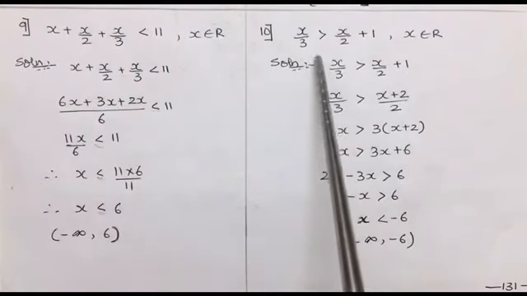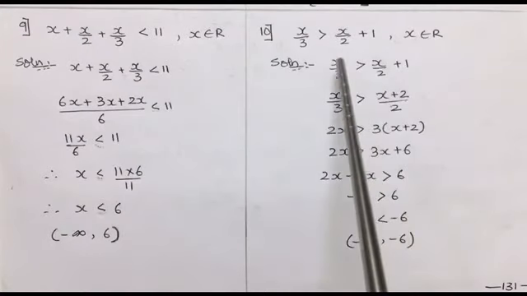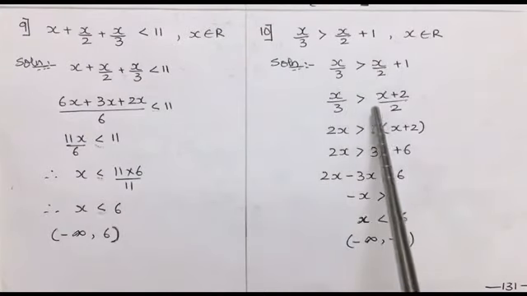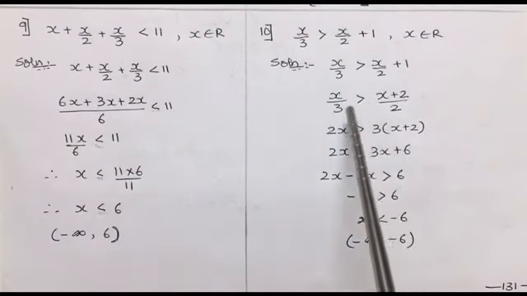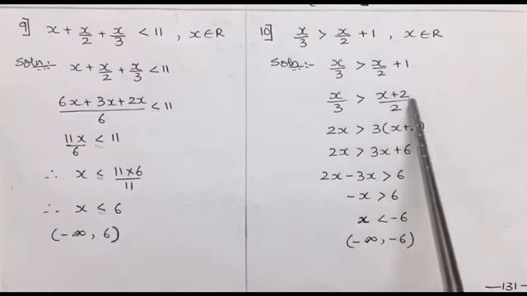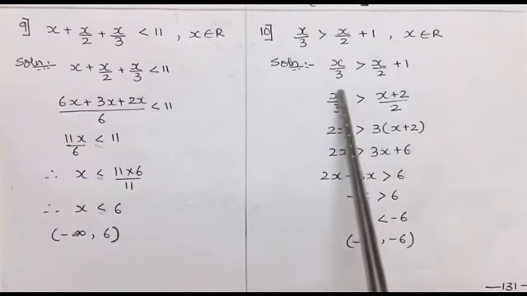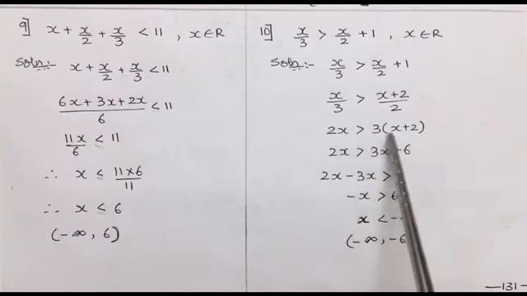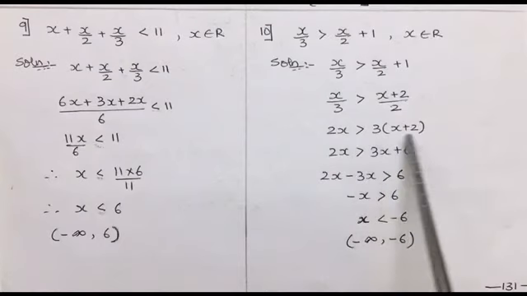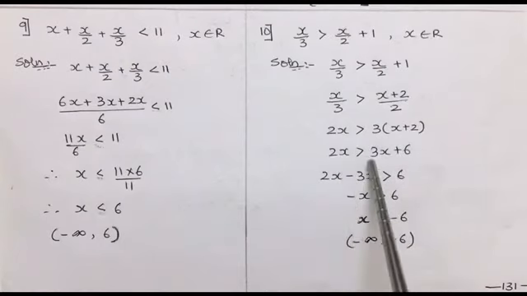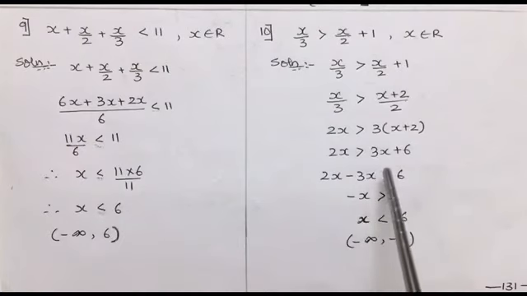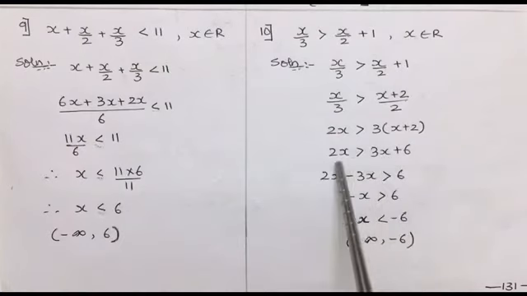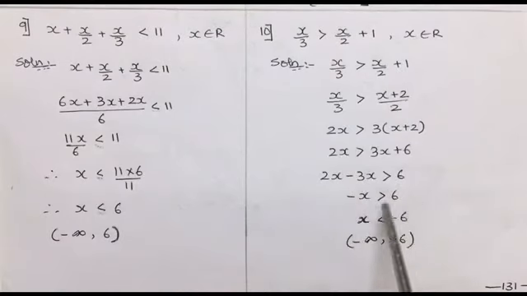The 10th one is, again, given with fraction values. So before we start solving, we need to take out the LCM. So we get it here as x by 3 greater than x plus 2 divided by 2. Going for cross multiplication, we get 2x greater than 3 into x plus 2. Opening the bracket, we get 2x greater than 3x plus 6. Now here we have shifted 3x to the other side. So we got here 2x minus 3x greater than 6.